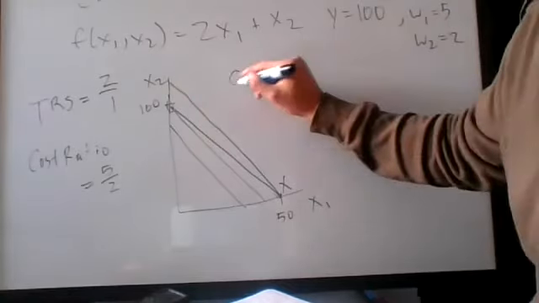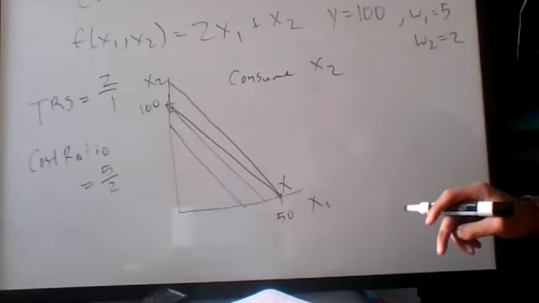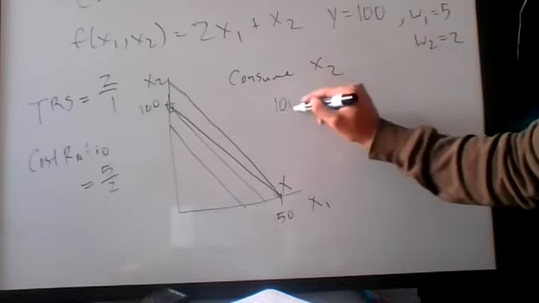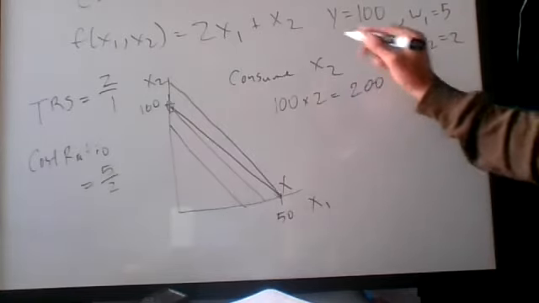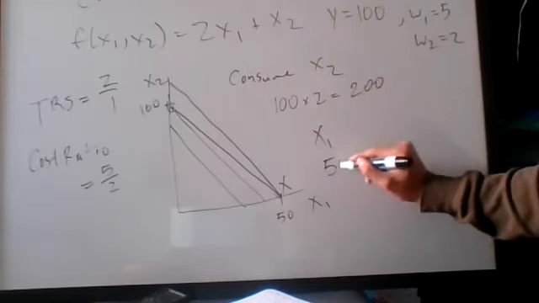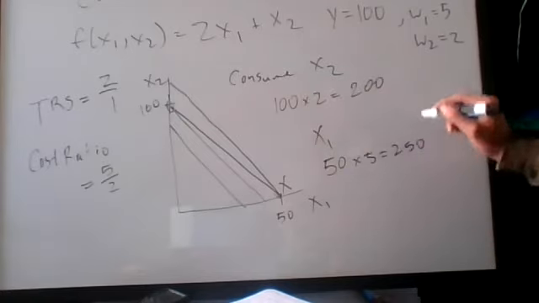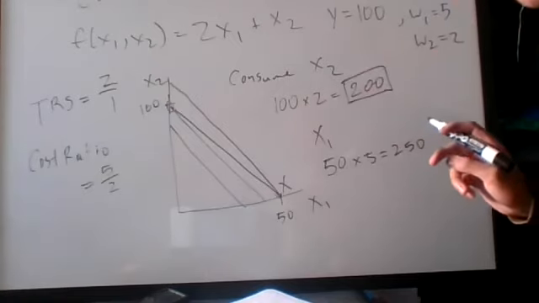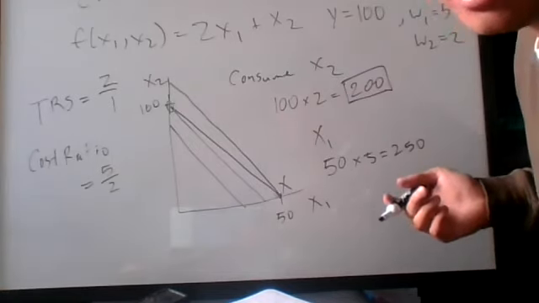So we consume x2, because we know we're going to need 100 units and they each cost 2. So this is equal to 200. Whereas with x1, we would consume 50 units, but they each cost 5. And so this would be equal to 250. And so this is lower, which means that it's where we want to be. Okay.